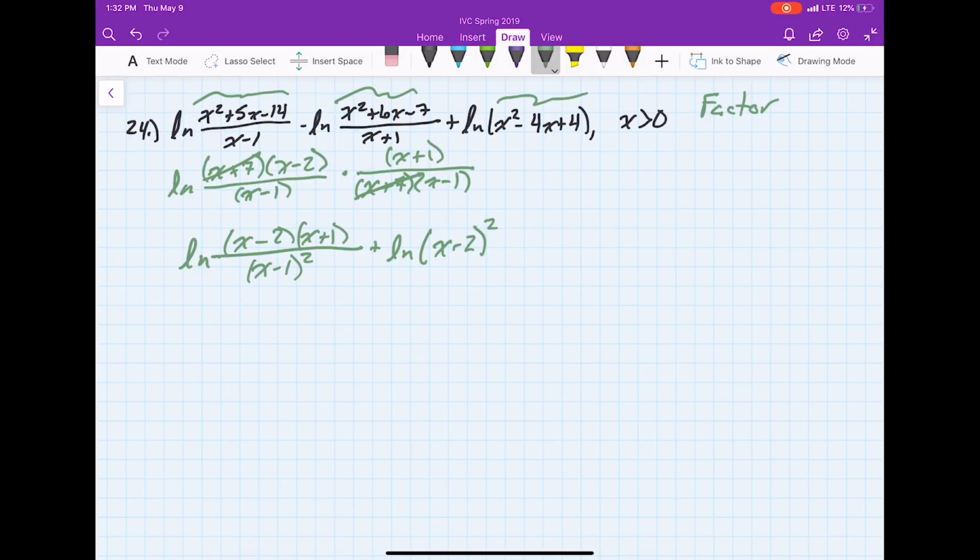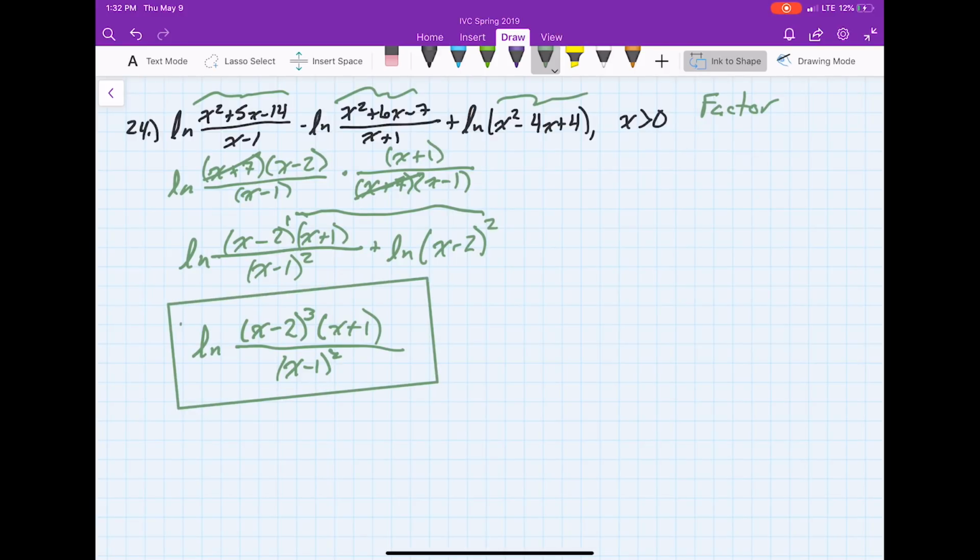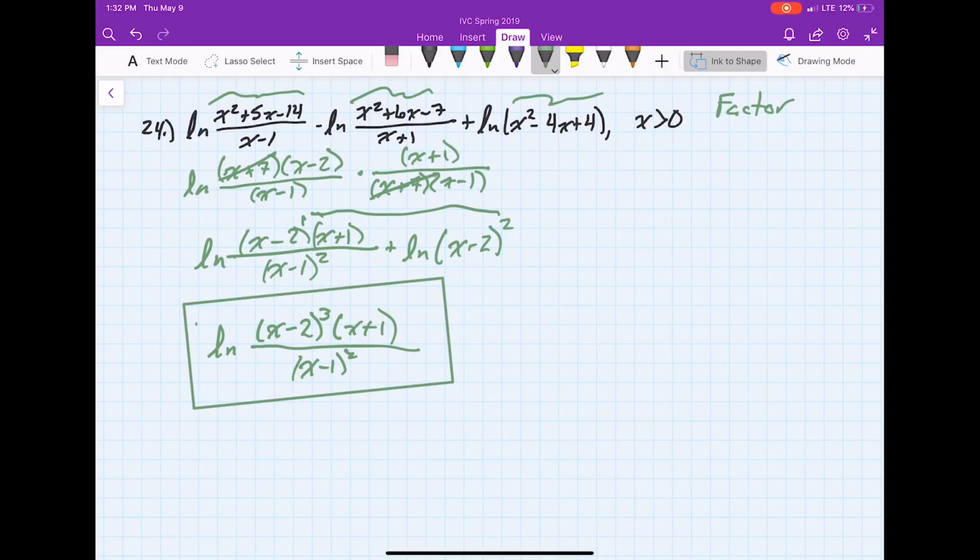Anyway, since there are 2 ln's, it'll be a multiplication. So there's a 1 here and a 2 there, so there's 3 of these, so I can combine them. So the quantity x minus 2 is cubed times x plus 1. And then, of course, my denominator is x minus 1 squared. And that is that guy finished.